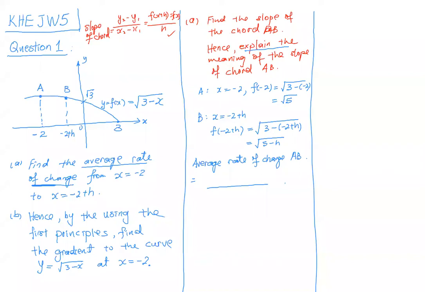Okay, can I call someone to give me the answer? Azif? Azif, what should I write on top? Square root 5. Okay, Azif, 1 square root 5. That is fine. Yeah, some more. Minus h.